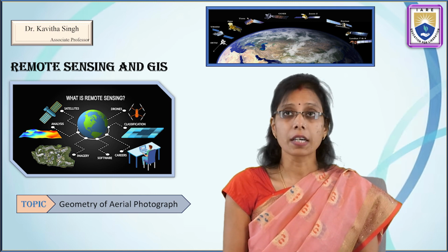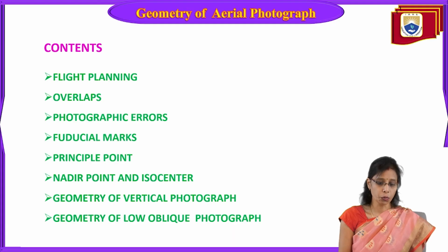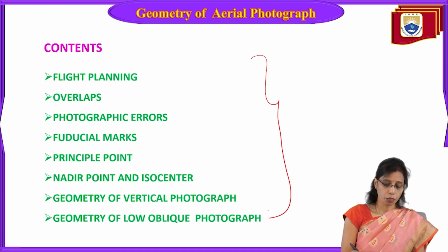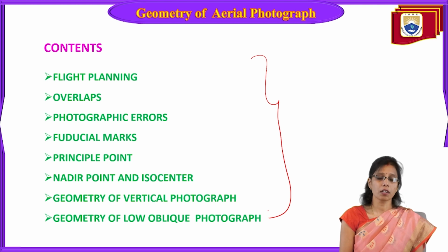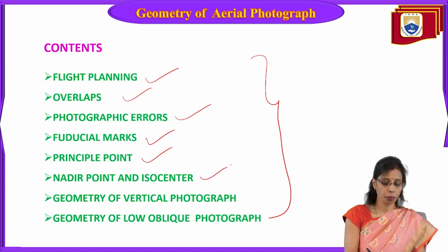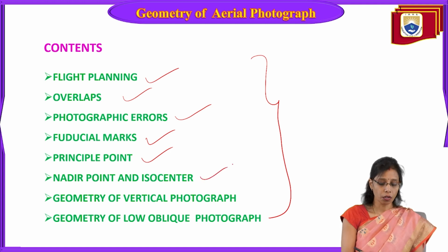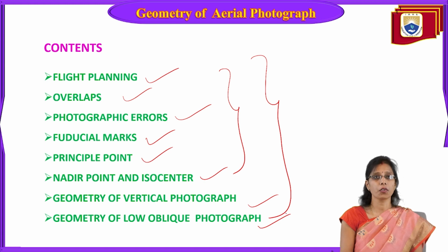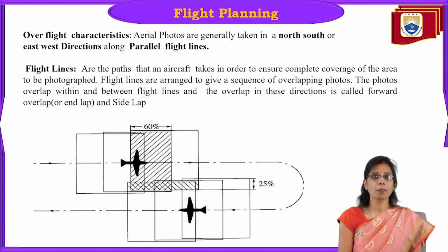Before we enter into this topic, I would like to tell you what contents it covers. Before we discuss the geometry of aerial photograph, we have to understand flight planning, overlap, photographic errors, collimation marks, principal point, nadir point, and isocenter. If we understand all this, then only we are able to understand the geometry of vertical photograph and the geometry of oblique photograph. So let us enter this topic and understand first of all what is flight planning.